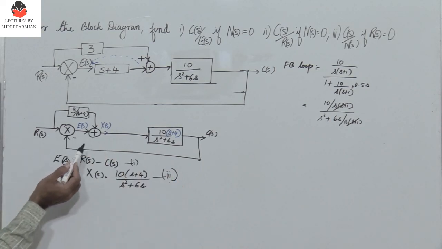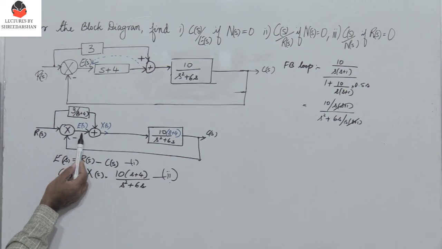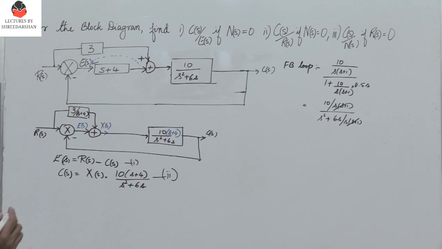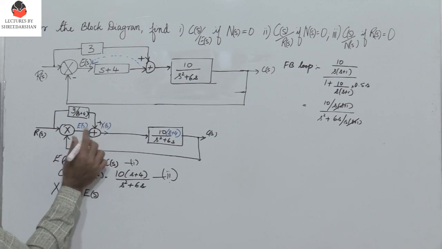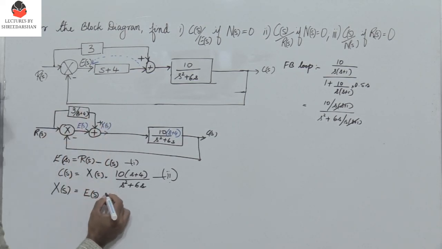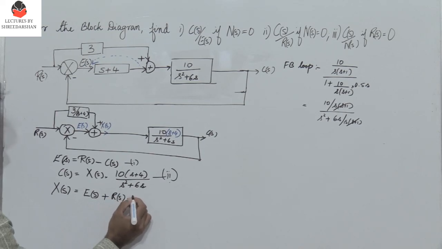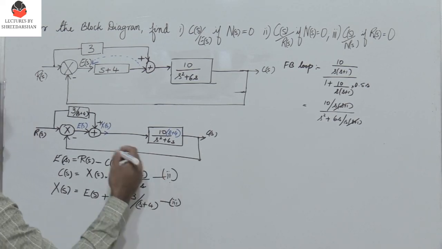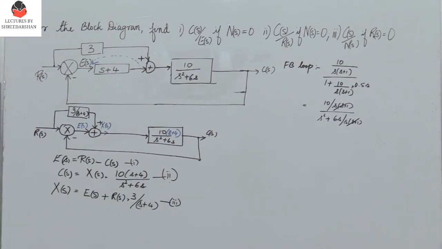And what is X(S)? I have X(S) which is E(S) plus R(S) into 3 divided by S plus 4. So we have X(S) equals E(S) plus R(S) into 3 by (S plus 4). So I have these three. So I need to find C(S) by E(S). So how do I get C(S) by E(S)? So let me substitute 2 and 1 in 3.